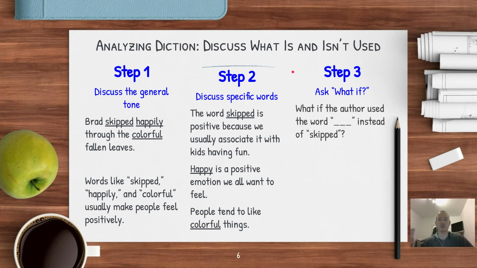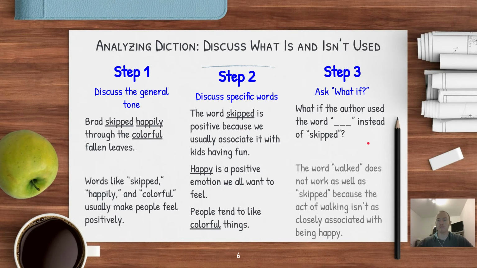What if the author used a different word instead of one of those words that you just analyzed? So what if the author had used the word blank, you fill in this blank yourself, instead of the word skipped. If I use the word walked, the word walked does not work as well as skipped because the act of walking isn't as closely associated with being happy. When you think of walking, some people might like walking and other people might dislike walking, right?